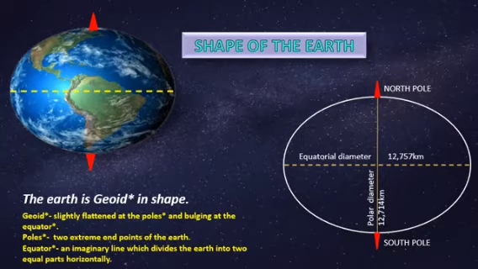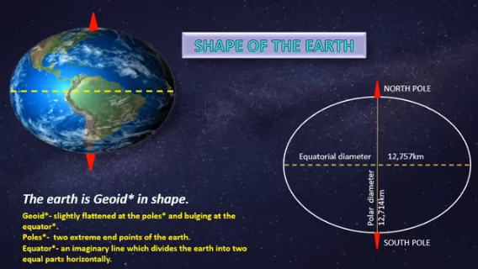When we measure the equator, the diameter of the equator is 12,757 kilometers. Can you see the vertical line between the North Pole and the South Pole? Yes, this is the polar diameter. When we measure the polar diameter, it is 12,714 kilometers. Is it not less than the equatorial diameter? Yes, it is 43 kilometers less than equatorial diameter.